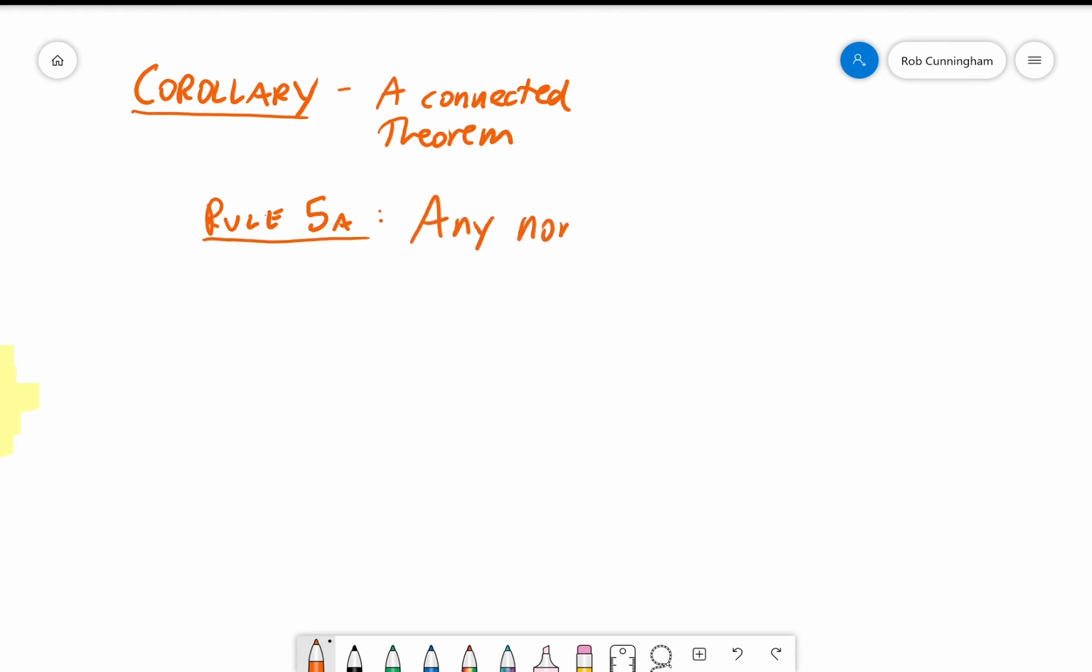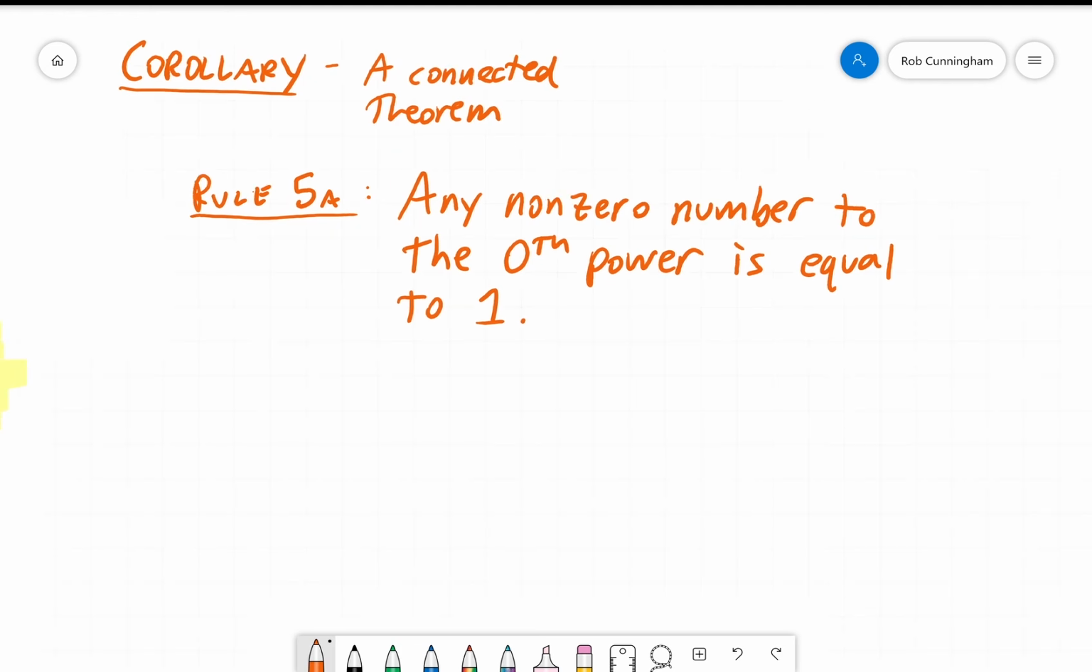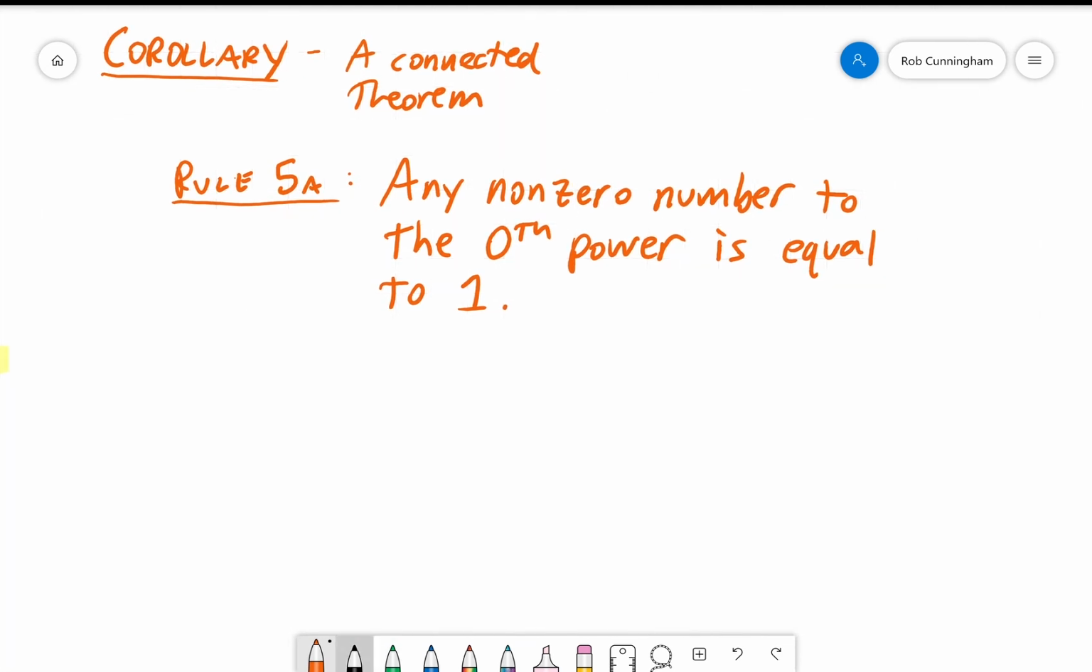Any non-zero number to the 0th power, any non-zero number to the 0th power is equal to 1. Okay? And it makes sense from a lot of perspectives. We talked in class about how if multiplying means adding 1 to the exponent, then dividing means subtracting 1 from the exponent. So anytime you get to the 0th exponent, you are dividing a number by itself to get to 1. But it also makes sense in the context of the rules we've just learned.